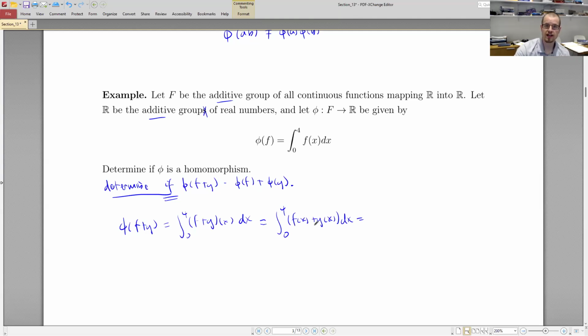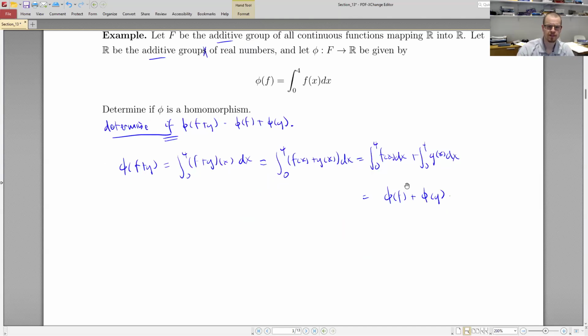But addition inside of the integral, right? The integral is linear, so I can separate it. This gives me the integral from 0 to 4 of f of x dx plus the integral from 0 to 4 of g of x dx. And of course, this is indeed what we were looking for, phi of f plus phi of g. Therefore, phi is a homomorphism.